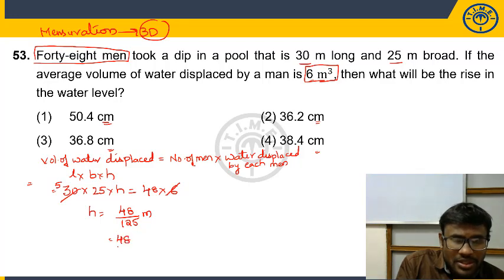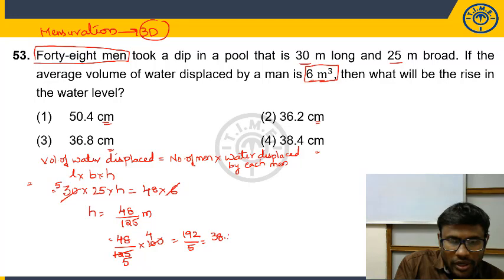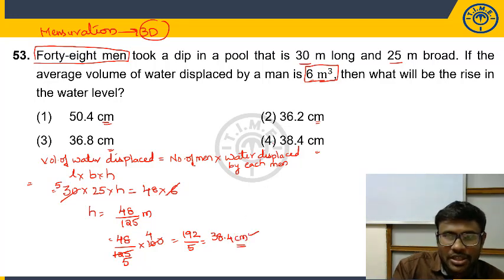How can I convert into centimeters? Multiply with 100. So 25 fives and 25 fours. So it is 192 by 5. That is nothing but 38.4 centimeters. Which option? Option number 4 is the answer. Is it clear? Okay. Let us get into the next question.